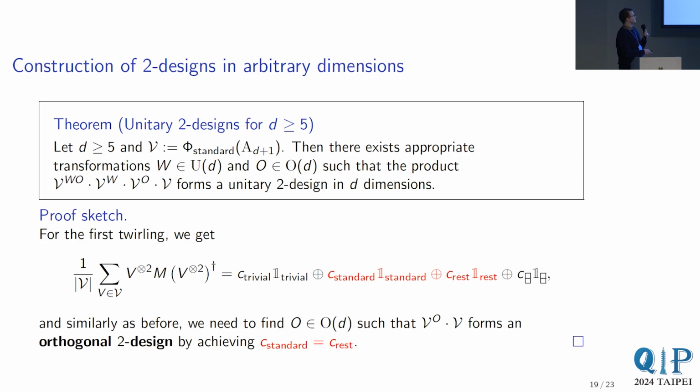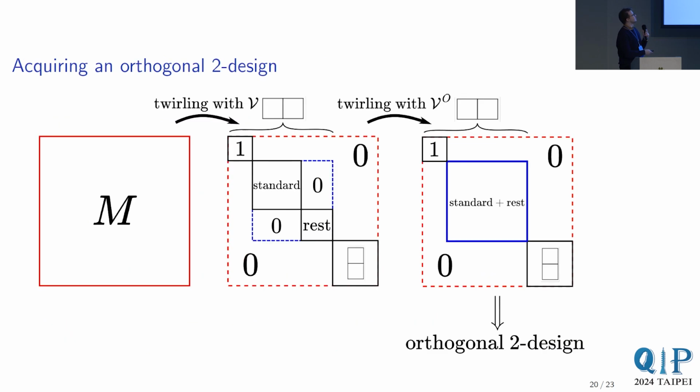And yes, the statement is that we have found this, but I won't go into detail here. So the idea is, again, very similar to the previous ideas: you have this symmetric subspace, and there you have the standard and the rest representations with potentially different coefficients. But in order for the coefficients to be equal for all M operators, we can twirl with another copy of the standard representation of the alternating group conjugated by a proper orthogonal matrix. We will have the coefficients be the same, and then we get an orthogonal 2 design. And by using the previous lemma, we get automatically a unitary 2 design.